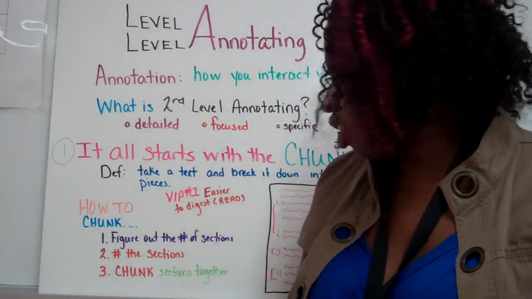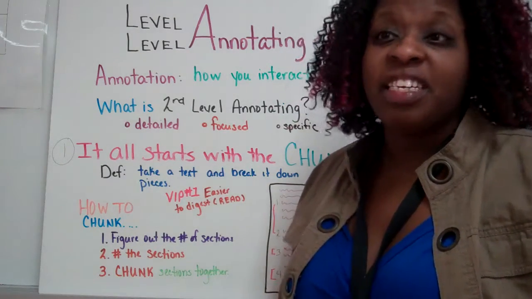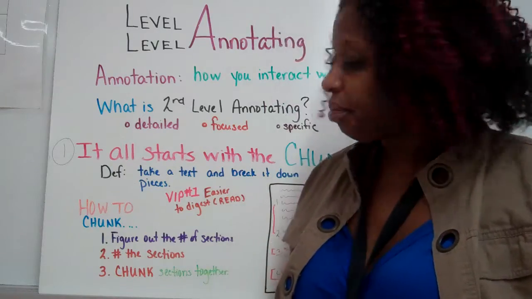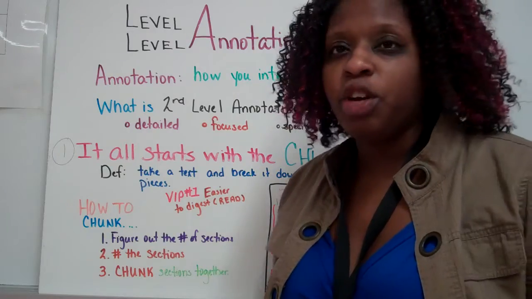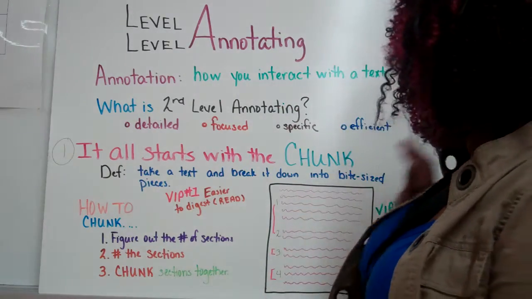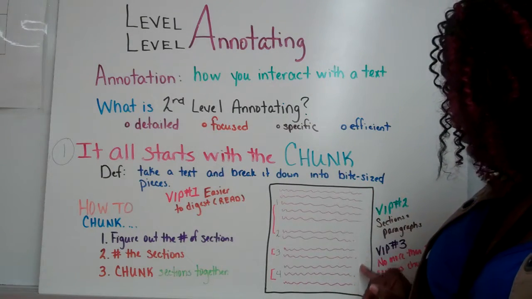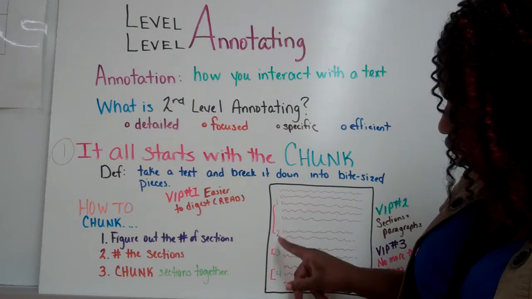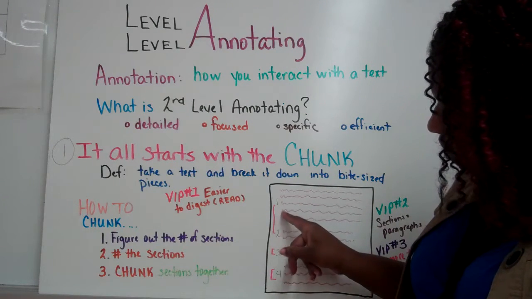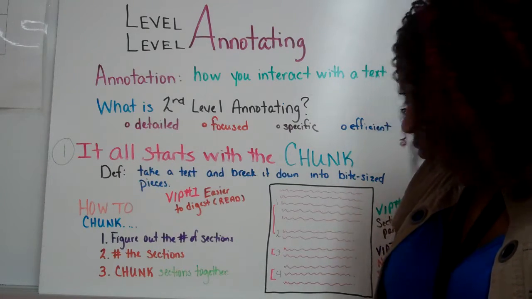So how do we chunk? 3 steps in chunking. First, you want to figure out the number of sections. Typically, a section is a paragraph. Then you want to number the sections. And lastly, you want to chunk the sections together. So let's look at the example. As you can see, I have an example of a text. I have paragraphs. I've numbered the paragraphs. And then I chunk them together, no more than 2 or 3.